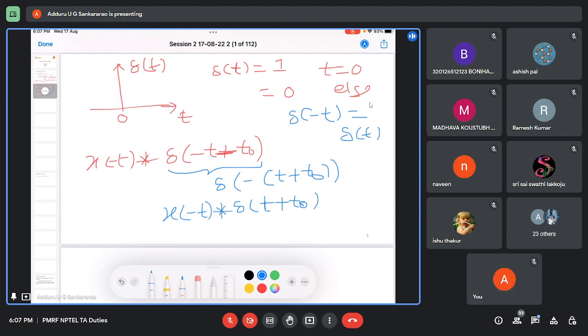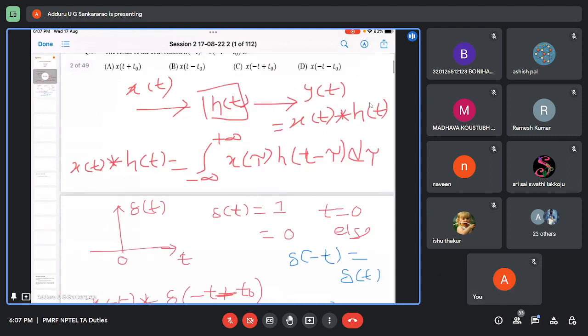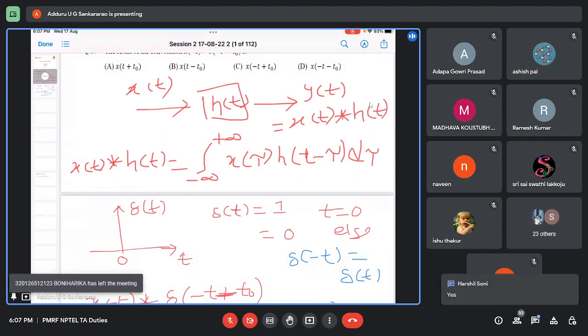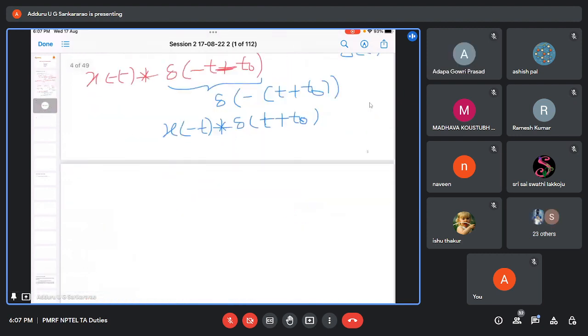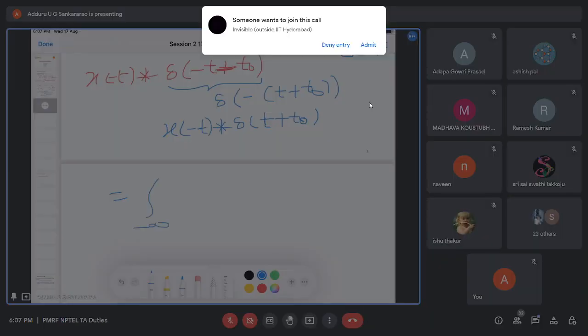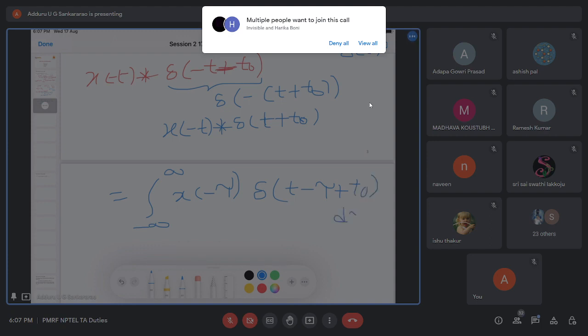But what is the convolution definition? We know by definition; first we'll see that, then we'll use some property. Minus infinity to infinity x of tau h of t minus tau d tau. In this, I'll write: minus infinity to infinity x of minus tau and del of t minus tau plus t naught d tau is the convolution, right? Is this okay?